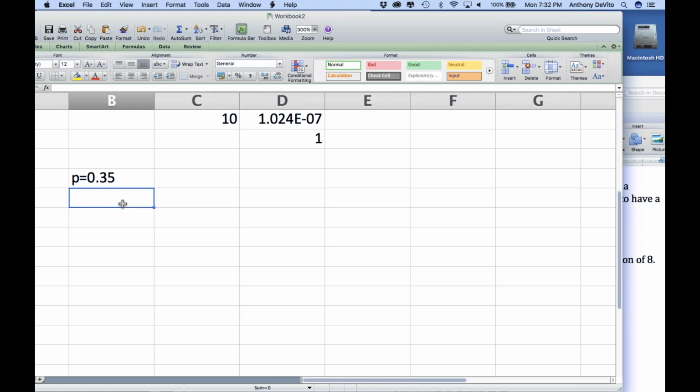Okay, so the number of successes is equal to 5 or more. Remember, this is a little tricky because you're not going to use 5, right? 5 or more, and the number of trials is 20. And we're just sampling 20 people. You want to know what's the probability that 5 or more are going to be wearing glasses. The probability of any individual person wearing glasses is equal to 0.35.